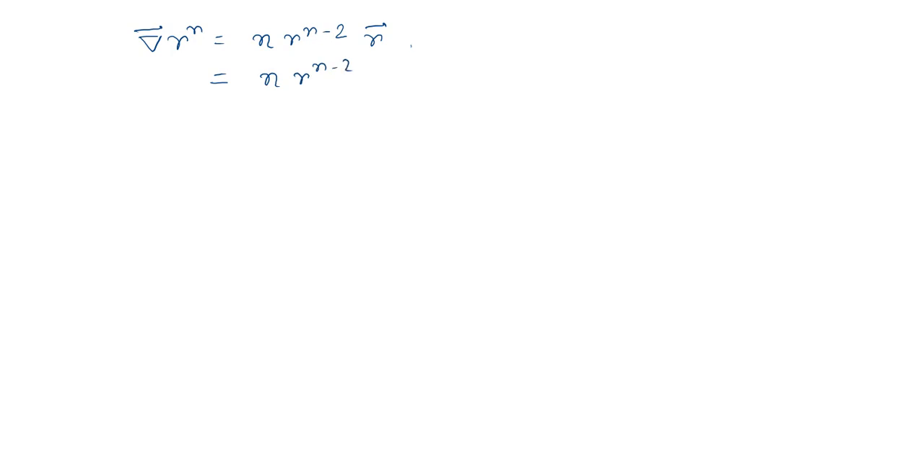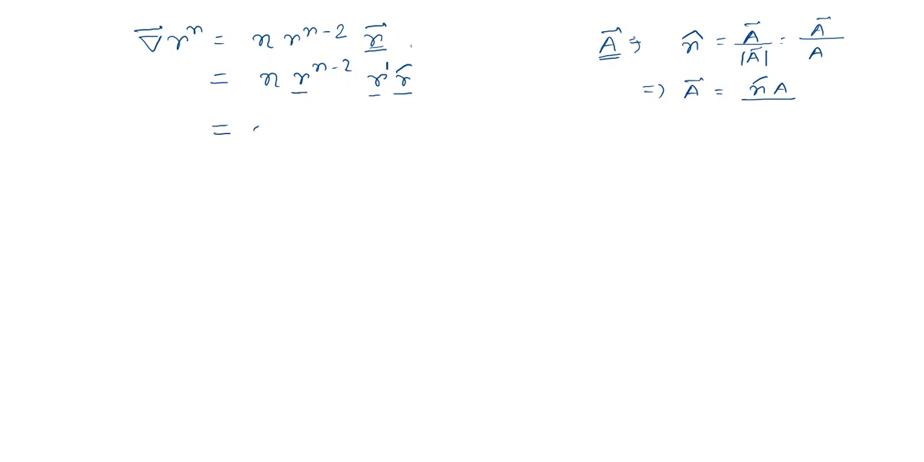What is the r vector? R vector is nothing but magnitude of r into r cap, right? Because for any vector a, what is the unit vector of this a vector? The unit vector a cap is a vector by magnitude of a vector, so it is nothing but a vector by a. So the a vector is the unit vector into a. Similarly, the r vector is r r cap. Okay, so this is r to the power n minus 2, and this is r to the power 1. If we write together, it gives you r to the power n minus 1 r cap.